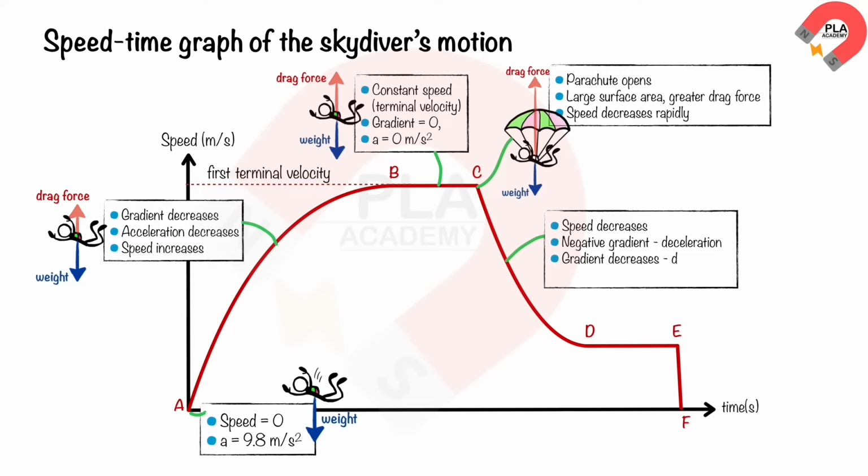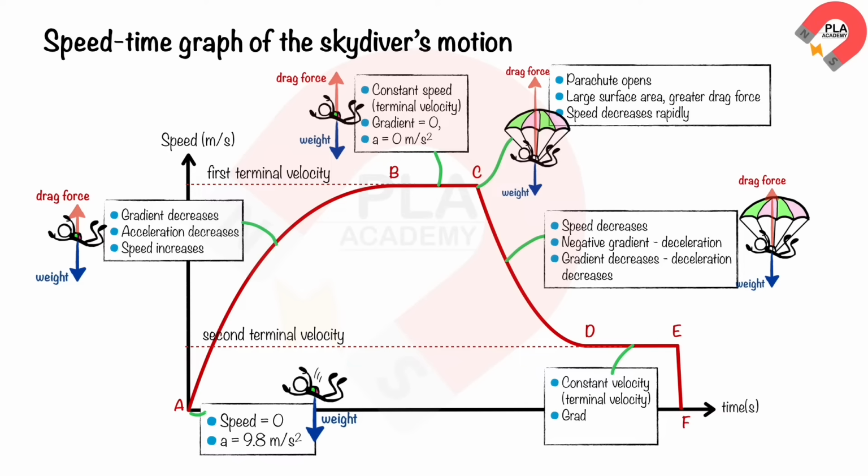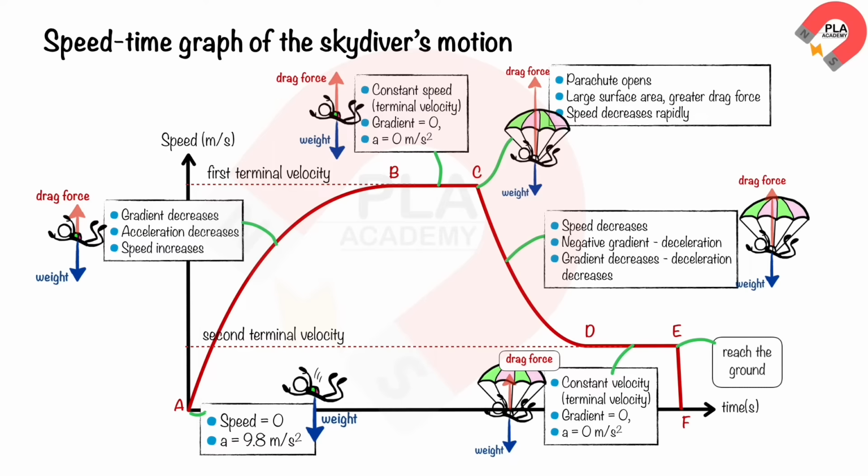Between D and E, the speed is constant, which is terminal velocity. The gradient is zero. This means that the acceleration is also zero. The parachutist reaches the ground at point E.